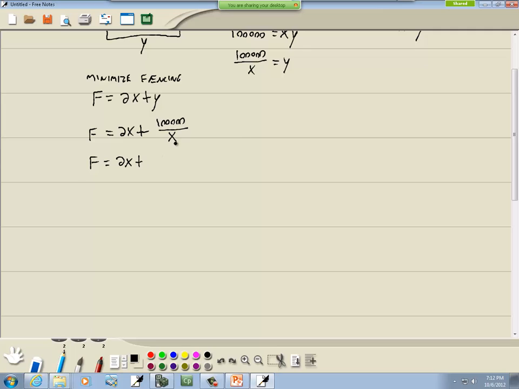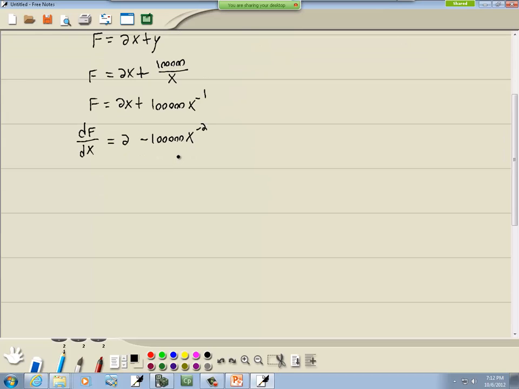So we need to put it in the right form. I'm going to take that x, move it up on top, and we get 100,000 x to negative 1. Okay, so we'll take the derivative of our fencing with respect to x. Derivative of 2x is 2. This one I'll take the power, put it out in front. So we got negative 100,000. And we lower our power by 1. So it becomes negative 2. Put the 2 over 1. We're going to eventually merge these into a single fraction. Minus 100,000, and I'll put the x to negative 2 downstairs to become x to the positive 2.